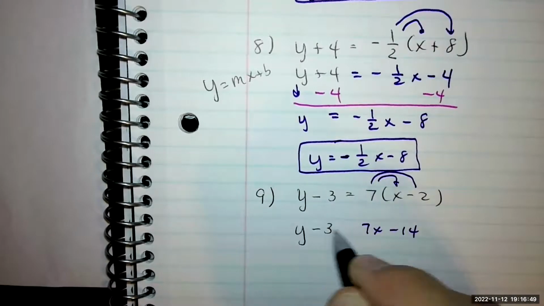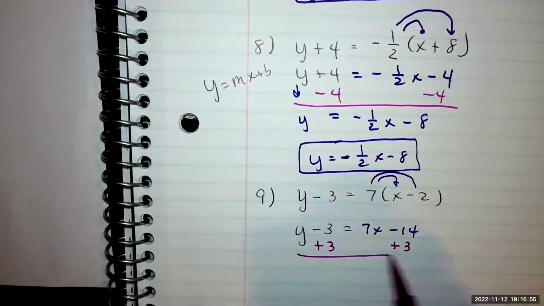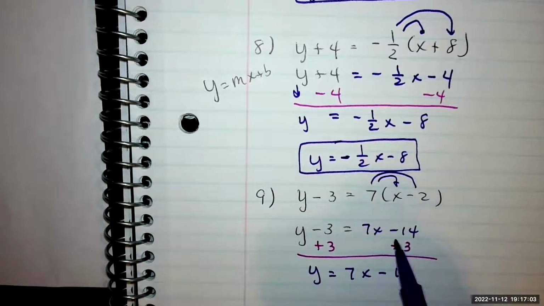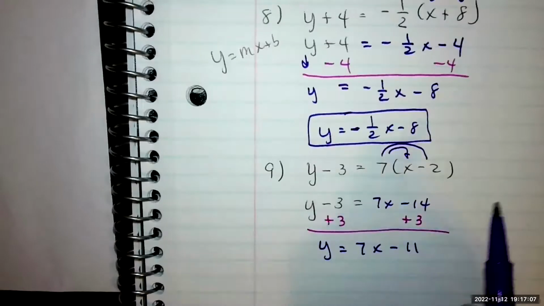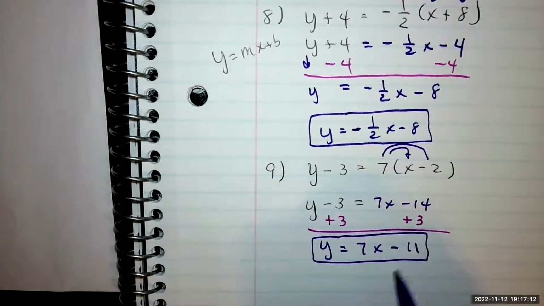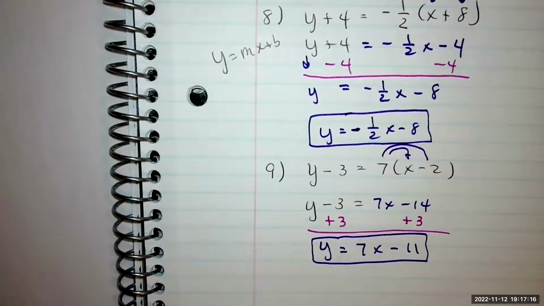Y minus 3 equals. I'm going to add 3 to both sides. Y equals 7x minus 11, because negative 14 plus 3 is a negative 11. Be careful here. Make sure you use a calculator if you have to. And this right here would be my answer, the point slope converted into slope-intercept form. So there's 7, 8, and 9.